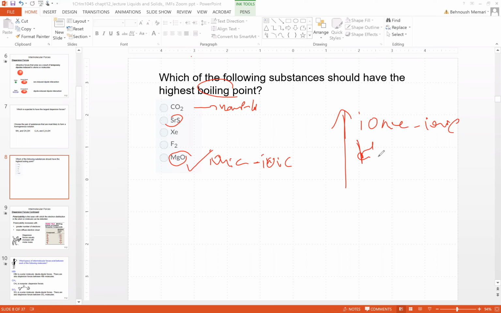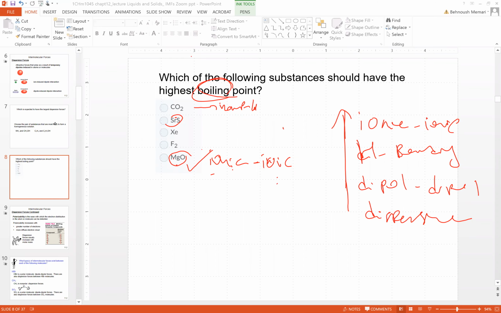The intermolecular forces increase from dispersion, then dipole, then H bonding, then ionic. So we find here ionic, here dipole, and these three are dispersion. Ionic is the strongest intermolecular force. It would result in the highest boiling point, highest melting point, highest viscosity, and so on.